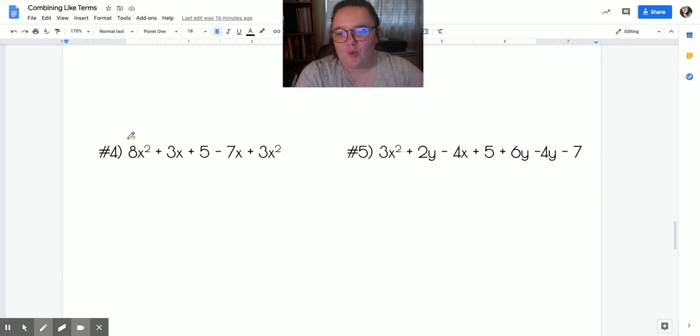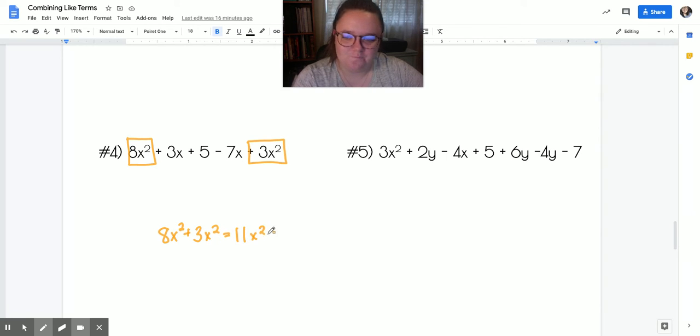Number 4, we have an 8x squared. And look, are there any more x squareds here? There is, right here. And make sure you take note, when I box these in or circle them or highlight, whatever you need to do to color code, I always include that sign that's right in front. So when I combine these, 8x squared, and this one is a positive 3x squared, when I combine those, I get 11x squared. So I know that that's going to be in my answer, 11x squared.